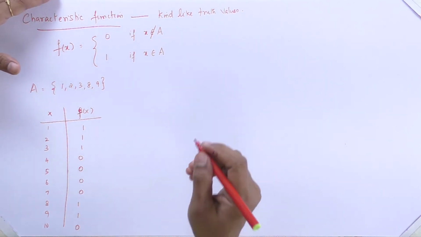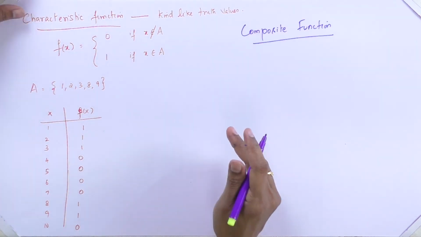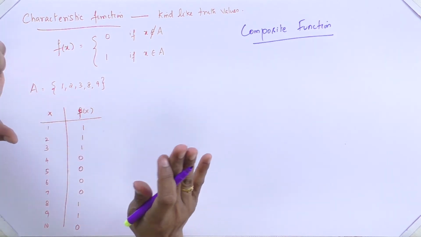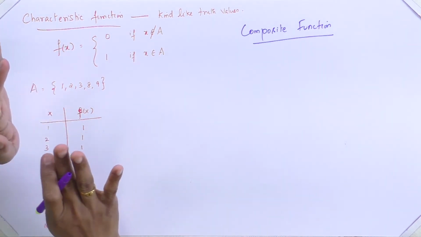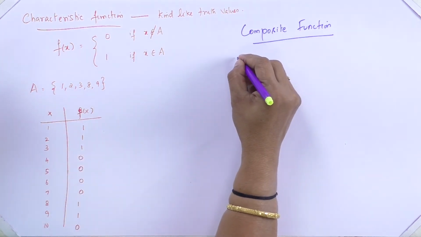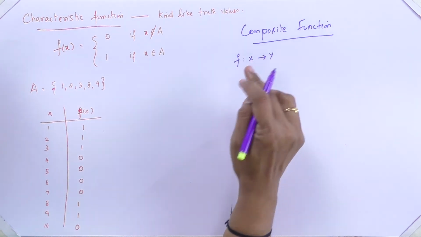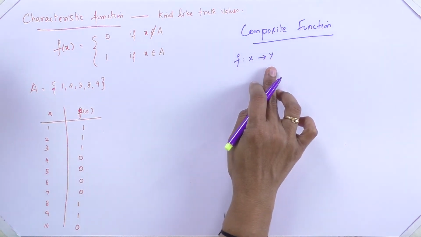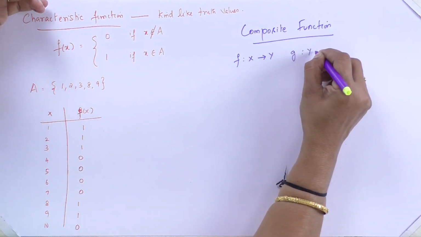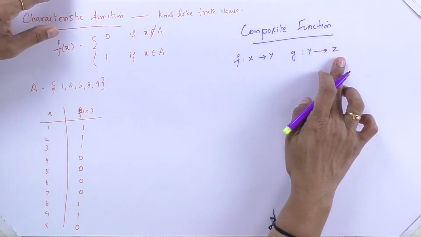And next is the composite function. So composite function in the sense, how do we define this composite function? We know what is a function. What is composite? Composite is one over the other or one after the other. So suppose, for example, I have a function f from x to y. Let f be a function from x to y, and g be a function from y to z.